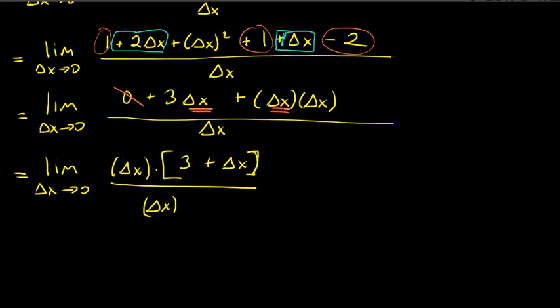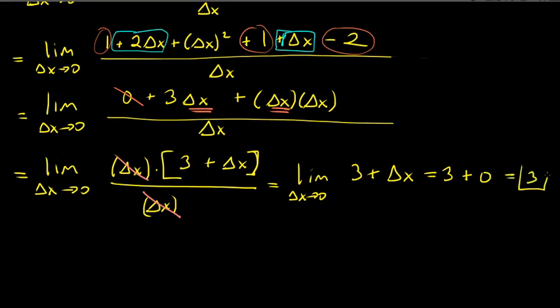So I hope you know where this is going now. Delta x divided by delta x is 1, so they cancel. So what are we left with? Just 3 plus delta x. So what happens as delta x gets close to 0? Well, this gets close to 3 plus 0. It gets close to 3.